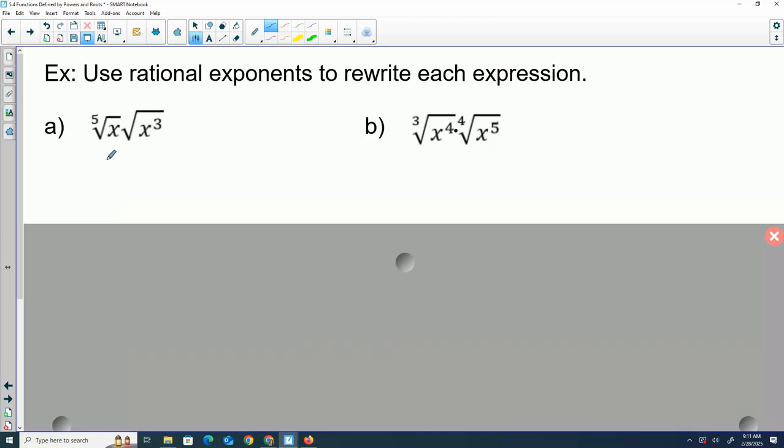So how do we write the 5th root of x with an exponent? X to the 1/5. So this is just like an understood 1. It's always over the denominator. Okay, the square root of x cubed, that would be x to what power? 3/2.